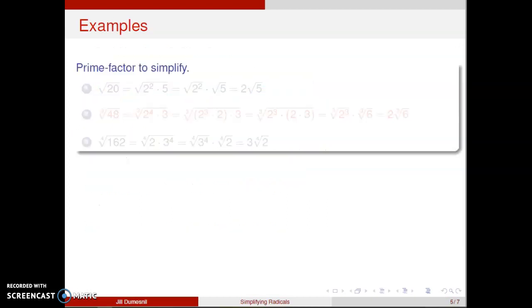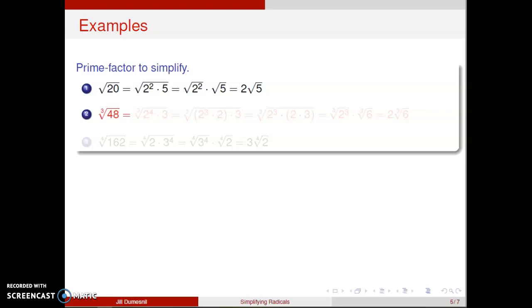Sometimes we might choose to prime factor the radicand to look for the perfect powers to simplify. We've already seen this first example, but let's rework it by prime factoring. The square root of 20 is the square root of 2 squared times 5. Using the product rule, that's the square root of 2 squared times the square root of 5, or 2 square roots of 5.